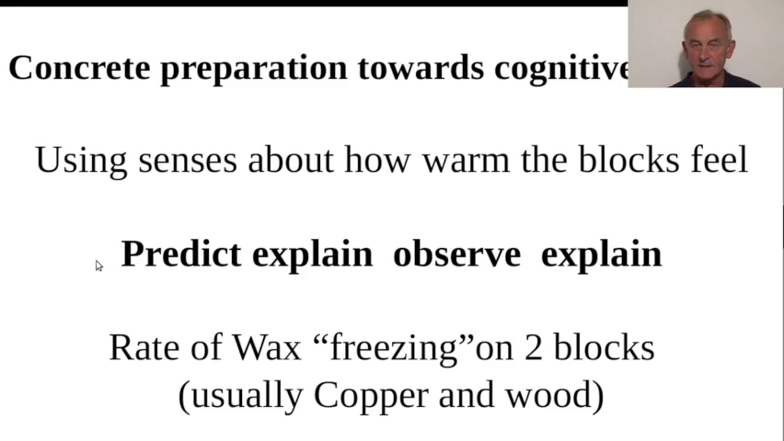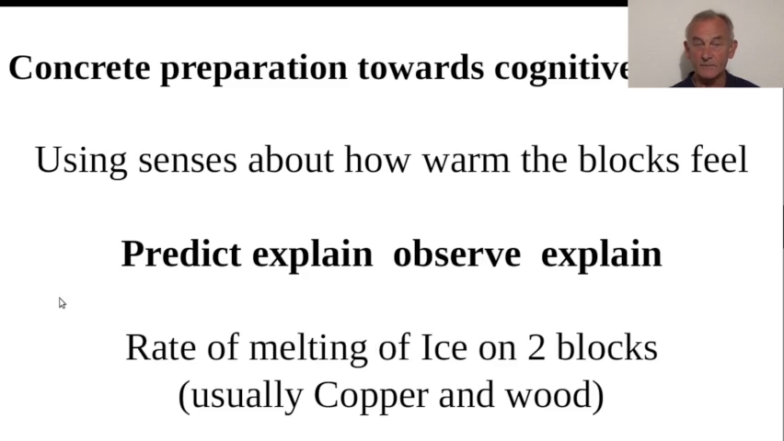Now we move on to the second episode of this. Again, they use their senses. You might give them the blocks again and say, okay, are we all sure that the copper feels cold and the wood feels warm? I want you again to predict and then explain why. What will happen to the ice blocks when ice is put on top of a copper block, when ice is put on top of a wood block? How do you think the rate of melting of the ice will be? And explain why you think that will happen.